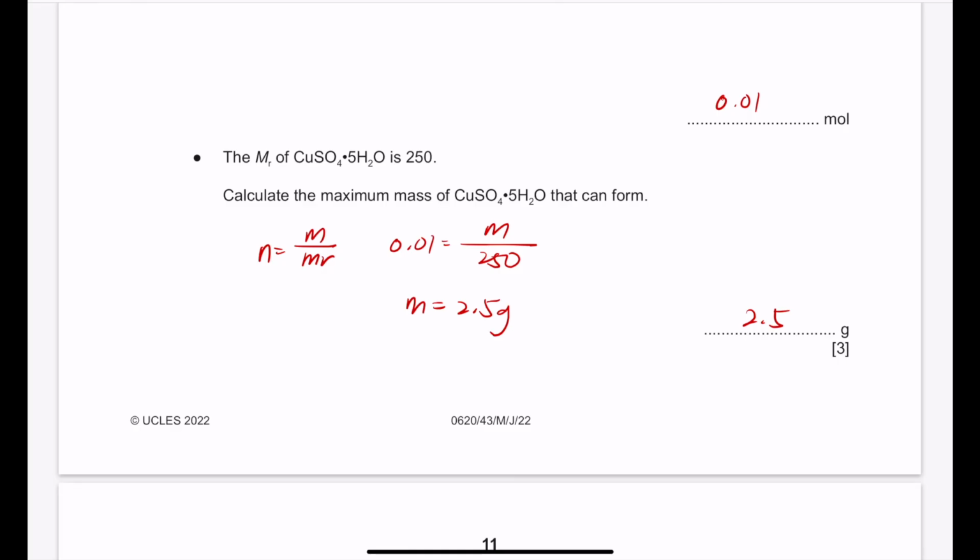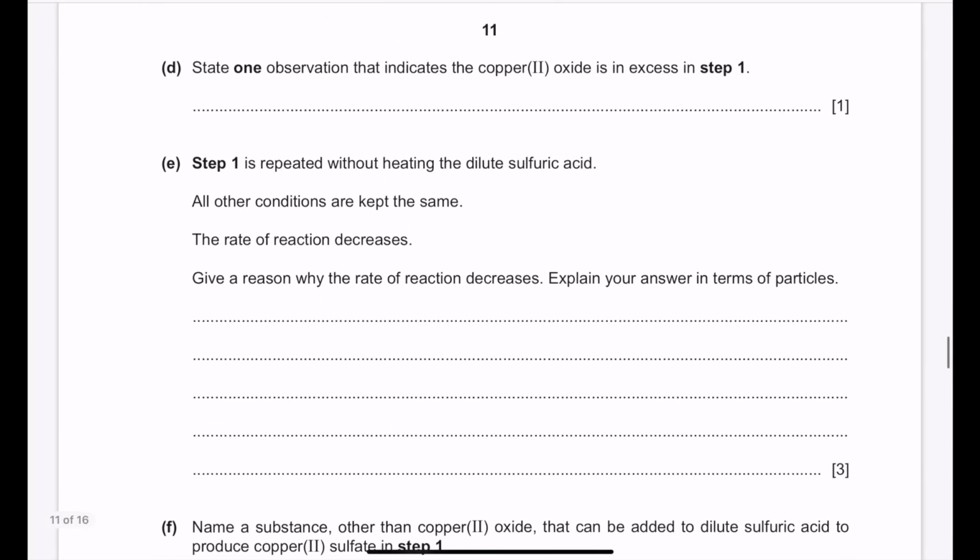Okay, then next one. What is the observation that would indicate that the copper(II) oxide is in excess? So how do we know it is in excess? When it is in excess, the solid will stop dissolving. Okay, solid stops dissolving.